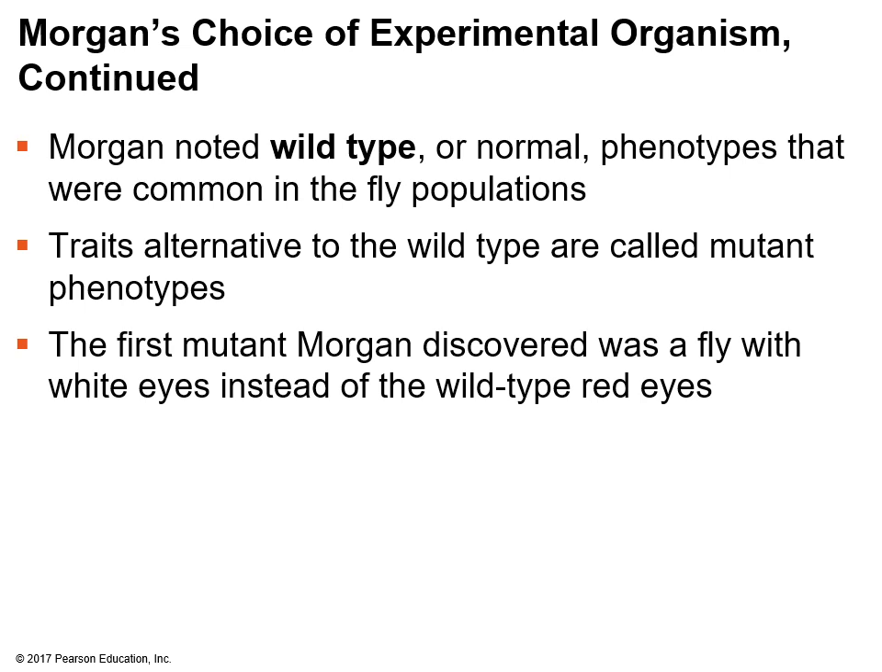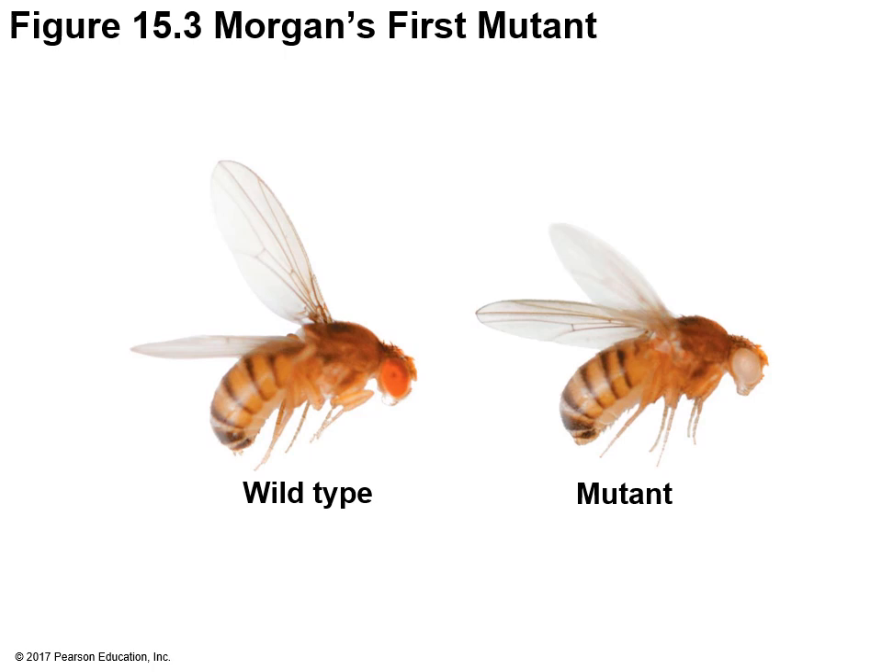Morgan called the most common and normal phenotypes the wild type phenotype. Traits alternative to the wild type are called mutant phenotypes, the less common. The first mutant Morgan discovered was a fly with white eyes instead of the wild type red eyes. So here we see the wild type, which is the normal phenotype, red eyes, and the mutant white-eyed fruit fly.